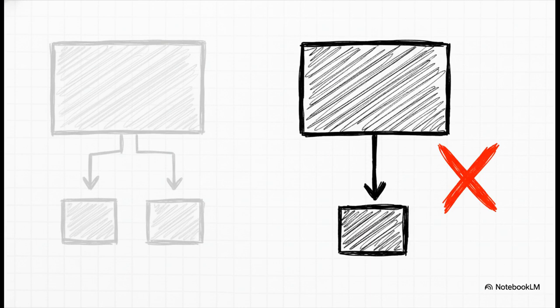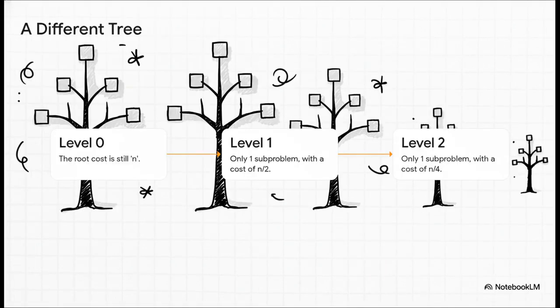Now, instead of creating 2 subproblems, we're only creating 1 subproblem that's half the size, plus that same n amount of work. Let's draw this thing. The root, level 0, still costs n. But at the next level, we only have one branch going down to one subproblem, and its cost is n over 2. The level after that, just one branch again, costing n over 4. See how different this is? Unlike our balanced tree, this thing is shrinking, and it's shrinking fast.